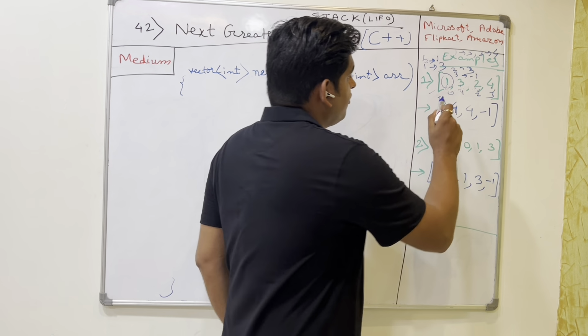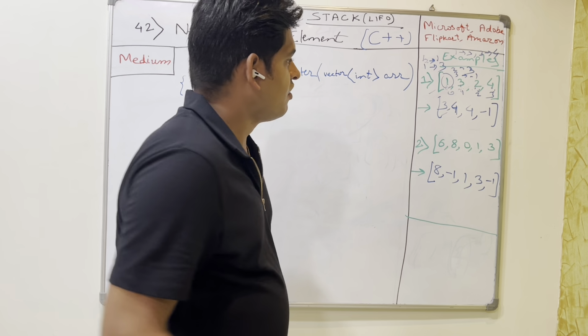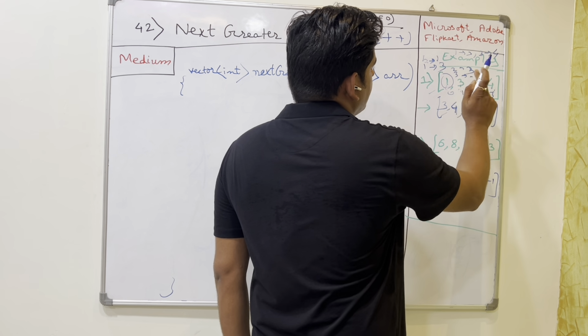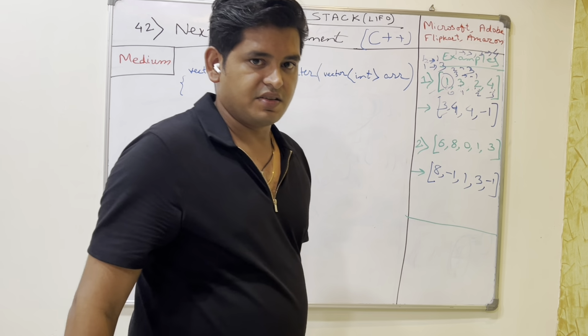So for example, for 1, if we have the answer, okay, say 4 is the answer. So say 3 is the answer, right? If this is for 1, 3 is the answer. For 3, 4 is the answer. But for 2 also 4 is the answer.